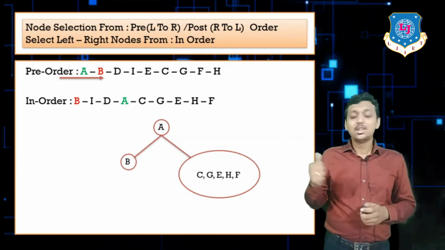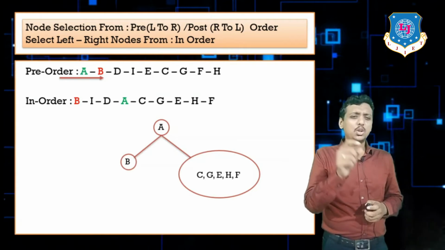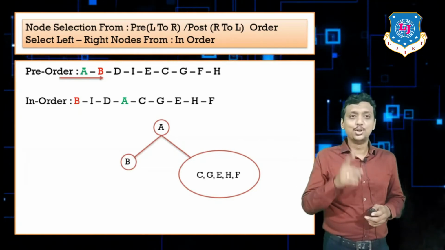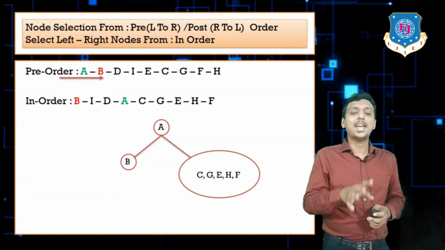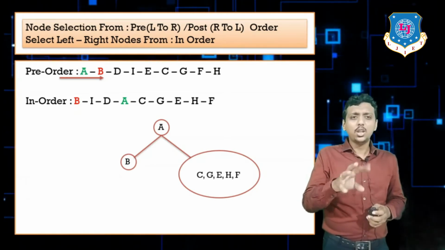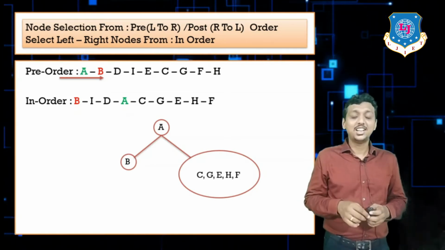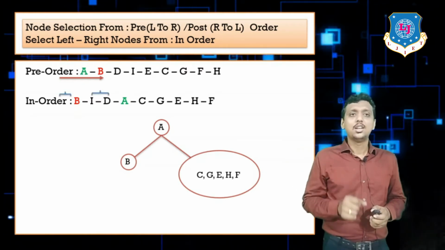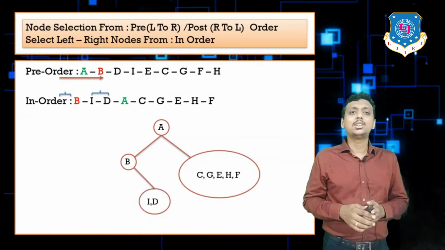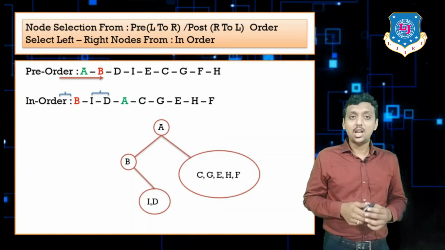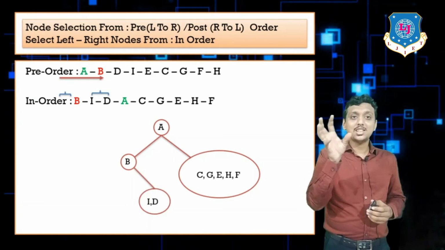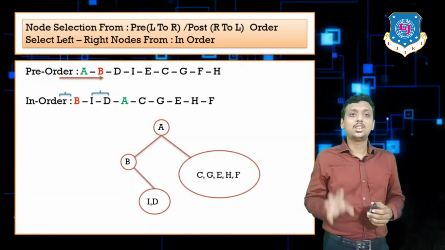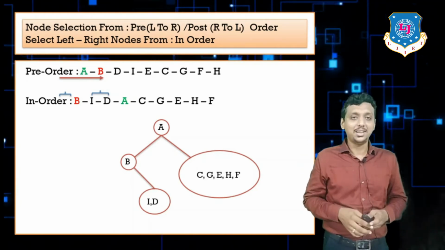Now tell me, is there any node situated on the left side of the B? No, that means the left child is empty. Now is there any node on the right side of the B? Yes, it is. Which are they? They are I and D. So here we have I and D on the right side of the B. Now if you can see, the tree is just becoming like this: A, then B, and on the right side of the B are I and D.